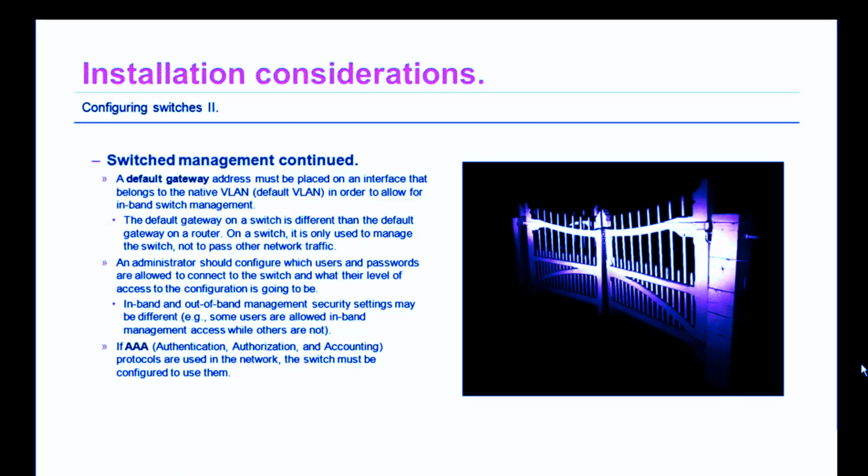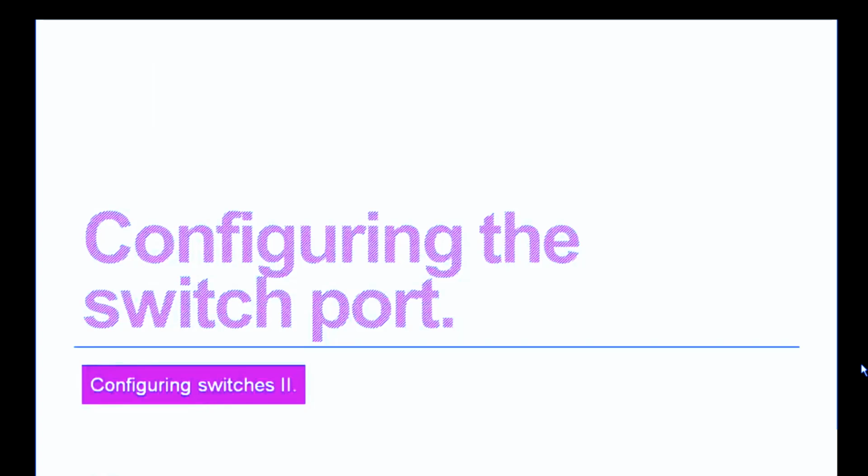As part of the setup and management of the switch, an administrator should configure which users and passwords are allowed to connect to the switch and what their level of access to the configuration is going to be. In-band and out-of-band management security settings may be different. Some users may be allowed in-band management access, while others are not, and vice versa. If authentication, authorization, and accounting protocols are used in the network, the switch must be configured to use them as well. With that done, let's move on to configuring the switch port.